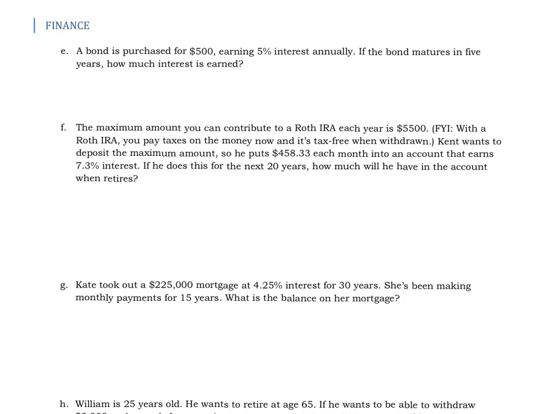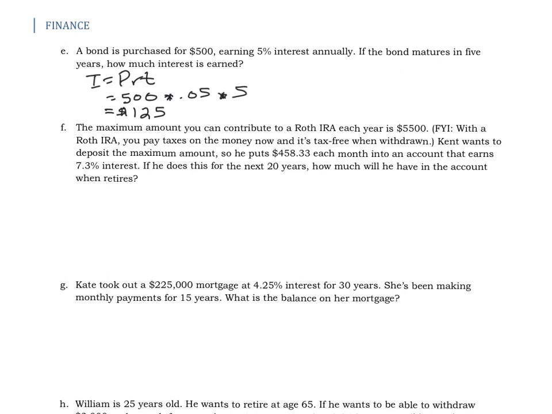So this is a bond, and we paid simple interest on those bonds. So we need to remember our formula. I equals PRT. And we are purchasing the bond for $500. Our rate is 5%, and our time is 5 years. We will get $125.